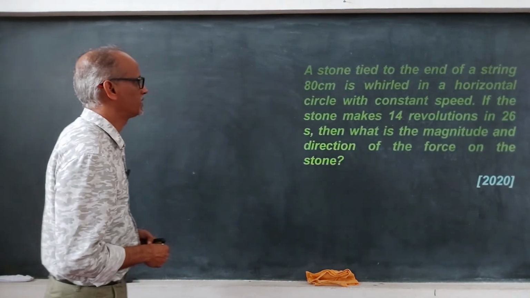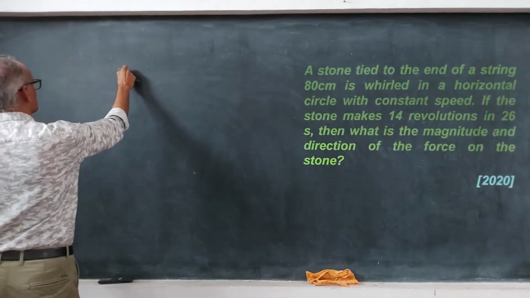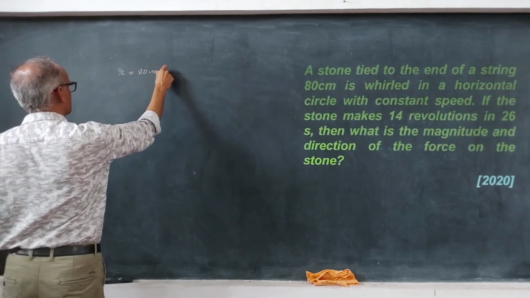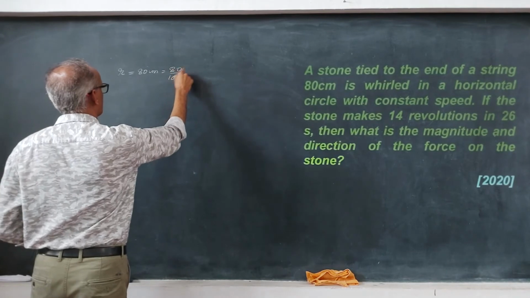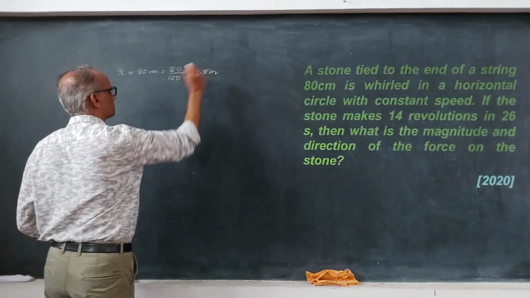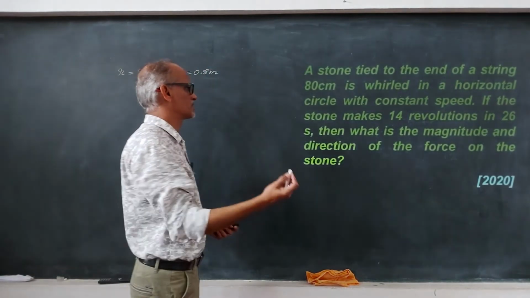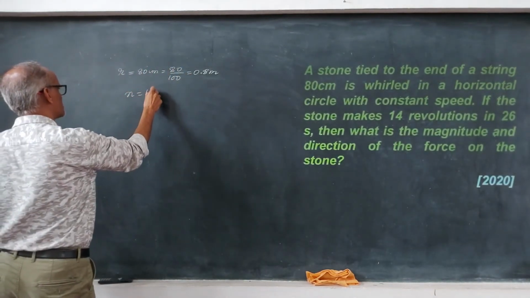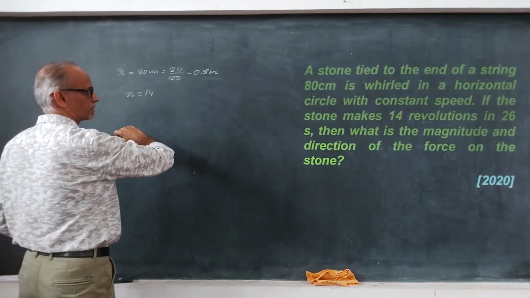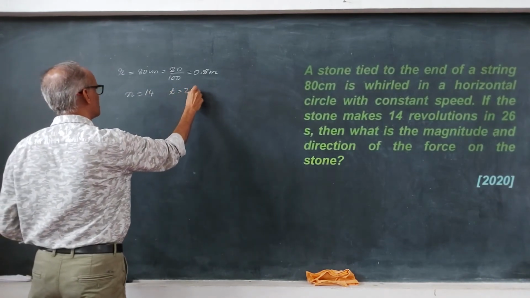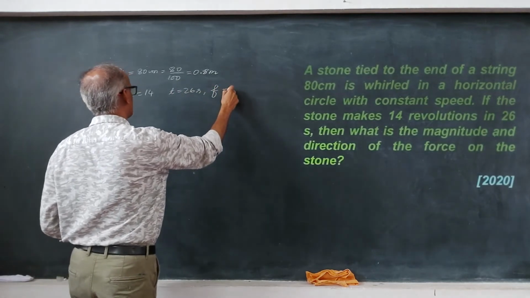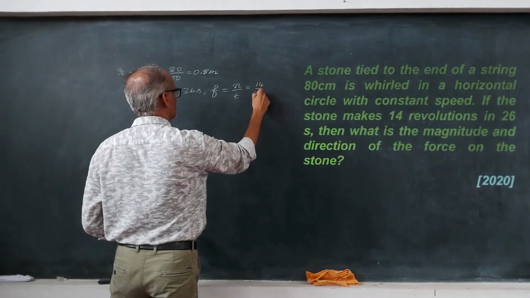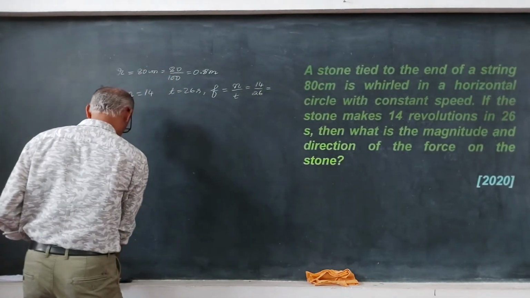Right, so let's complete the last problem of this particular chapter. A stone tied to the end of a string 80 centimeter. That acts as the radius of the circular path, 80 centimeter. Conversion, 80 by 100, which is 0.8 meter. In a horizontal circle with a constant speed, the stone makes 14 revolutions in a time of 26 seconds. So you can find the frequency, number of revolutions by the time, that's 14 by 26.